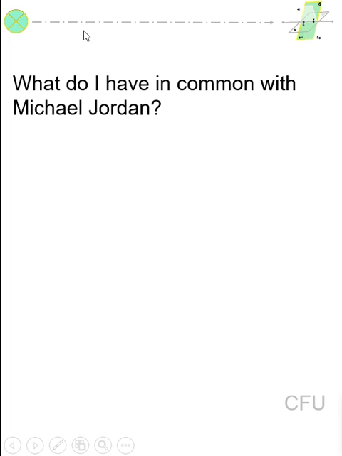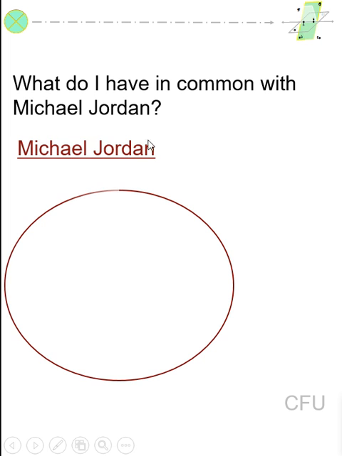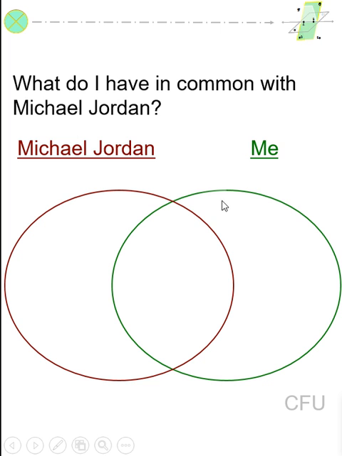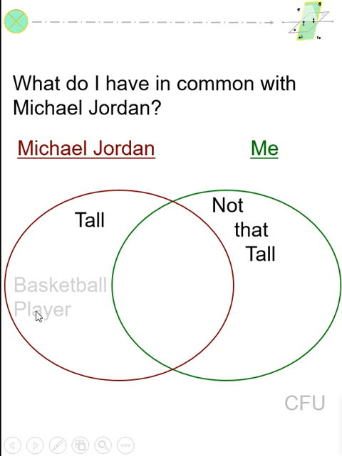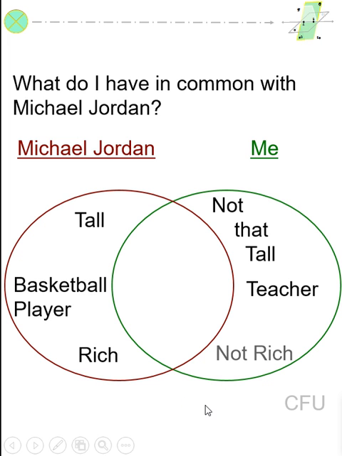So here's a question. What do I have in common with Michael Jordan? Watch. Let me create a Venn diagram. Here's the circle for Michael Jordan. Here's a circle for me. Well, Michael Jordan is tall. I'm not that tall. Michael Jordan is a professional basketball player. I'm a teacher. Michael Jordan is rich, big time, and I'm not rich.